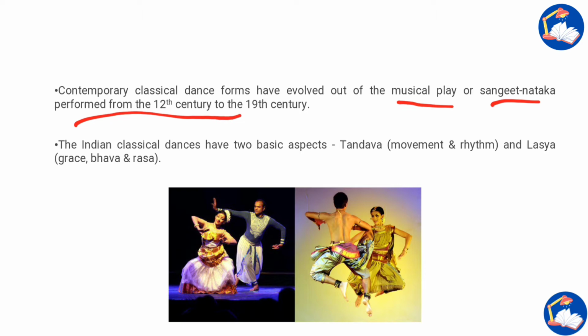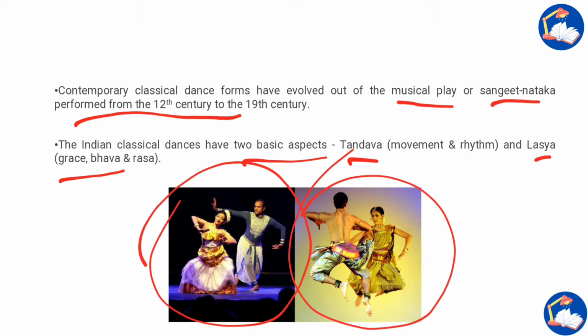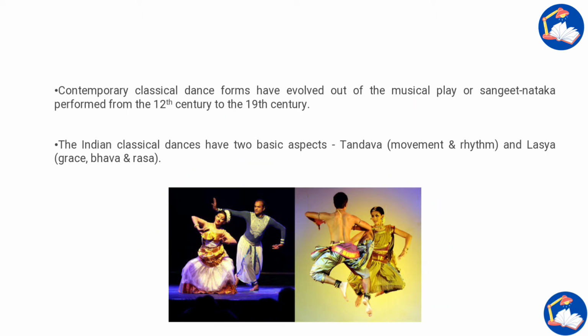So Indian classical dances have two basic aspects: Tandava, which means the movements or the rhythm, and Lasya, that is the emotional aspect, that is grace, bhava, and rasa. Okay, so these are the images, like this is basically Tandava and this is Lasya aspect of dance.